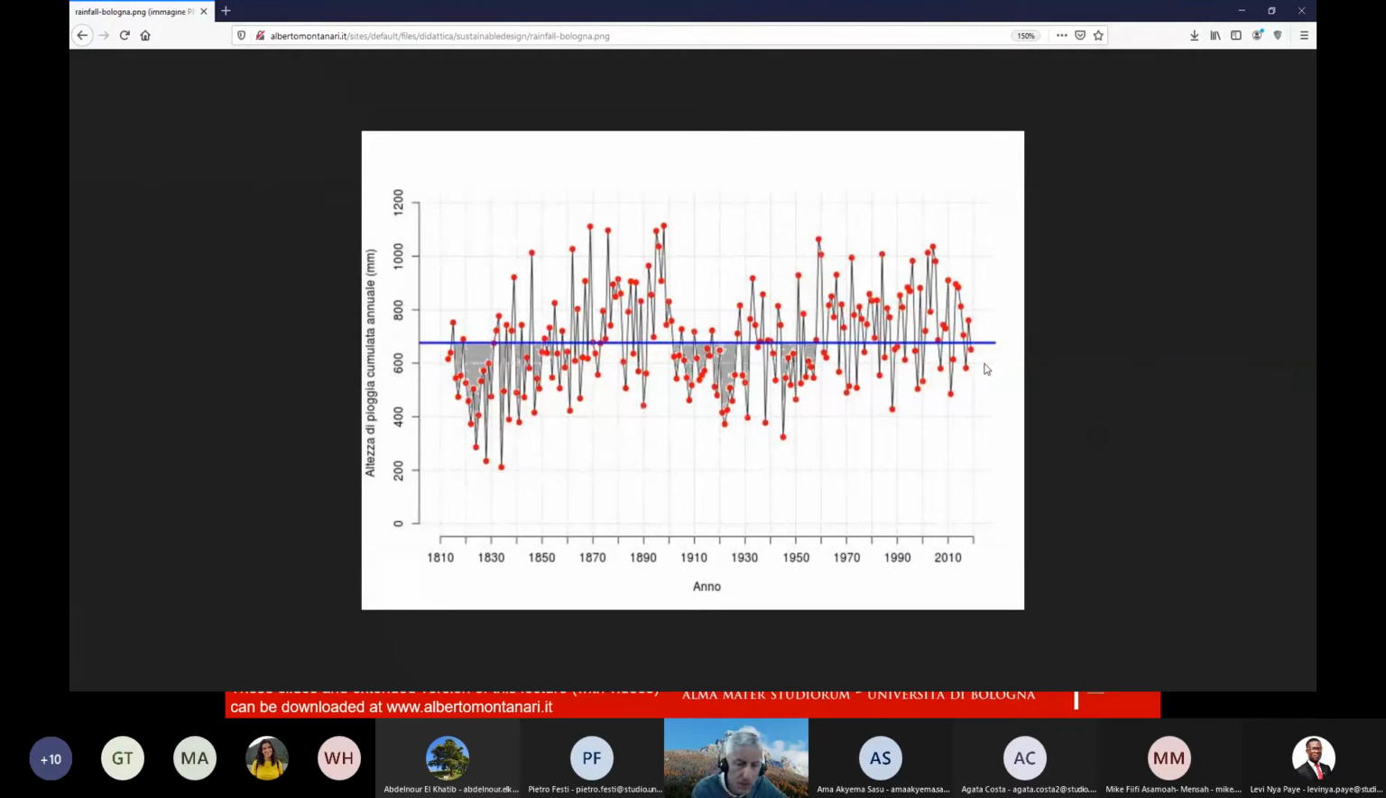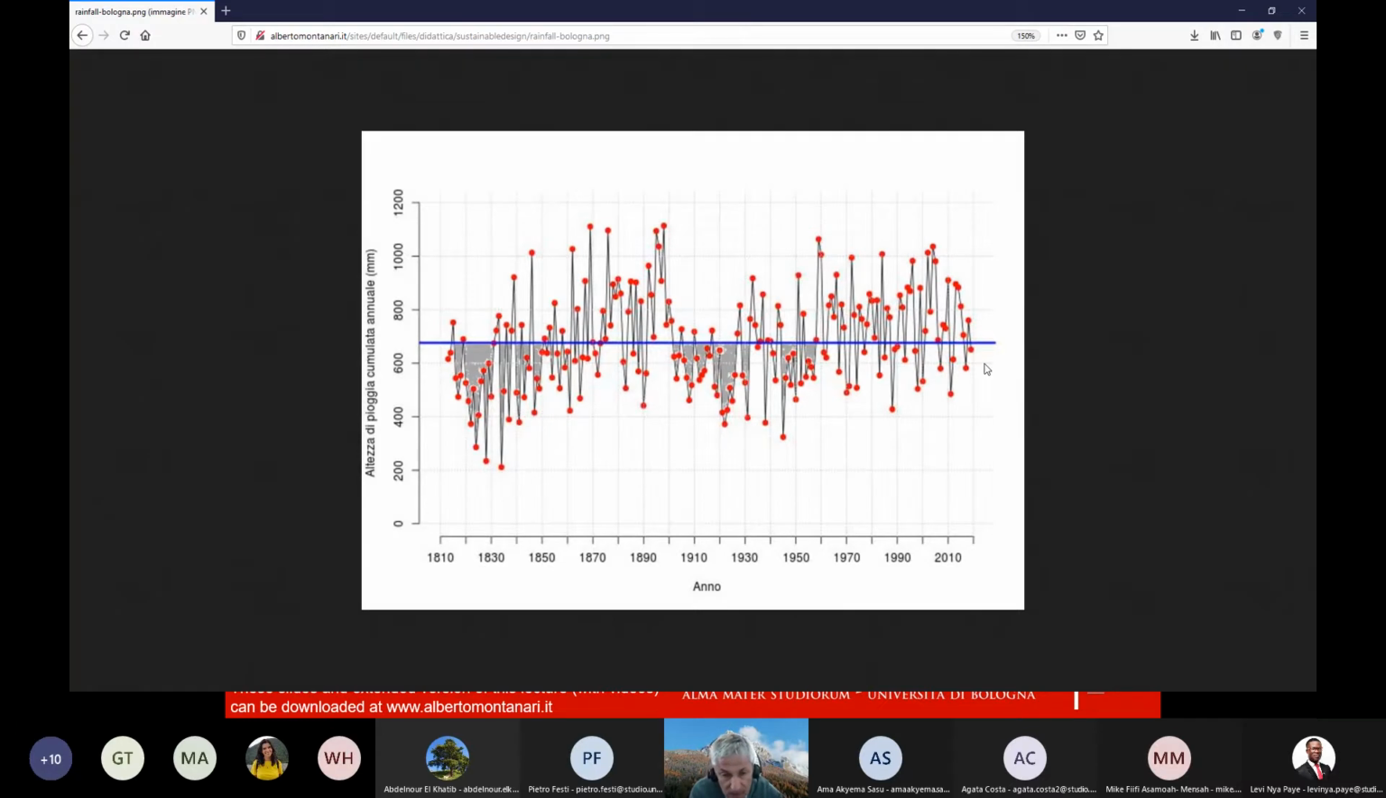In Bologna, we are lucky. We have a daily rainfall series. I'm sorry, it's in Italian. I didn't realize that the titles of the axes were in Italian. I think you can understand. The x-axis is year, and the vertical axis is cumulative rainfall, which means total rainfall depth during each year. As I said, we are lucky in Bologna because this series was observed since 1813.